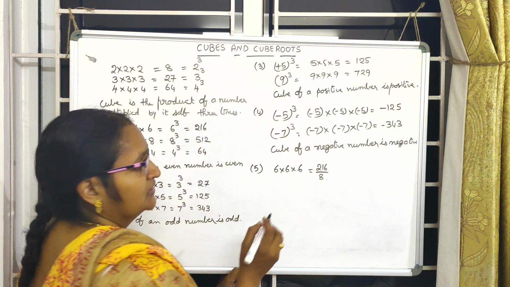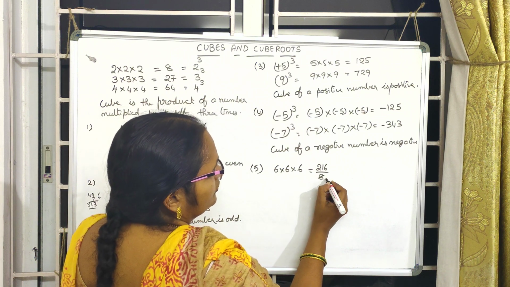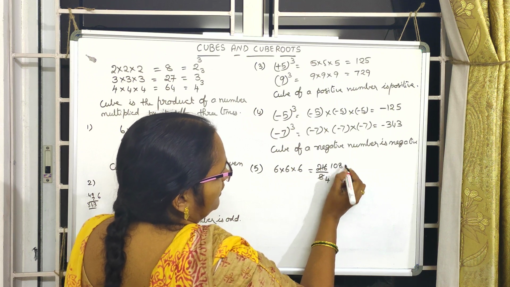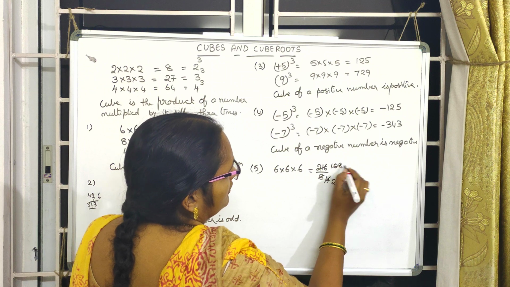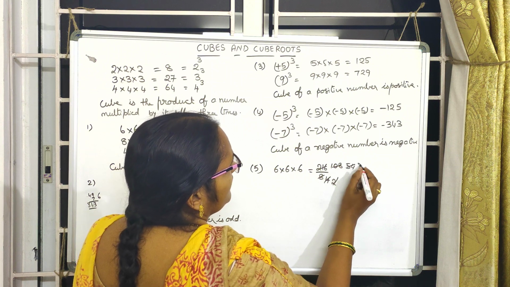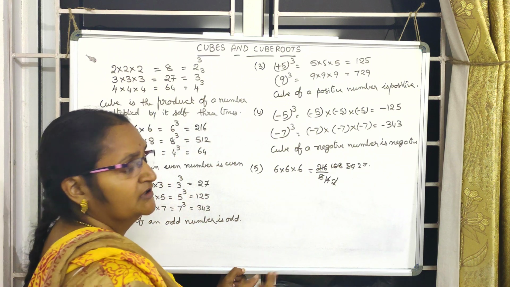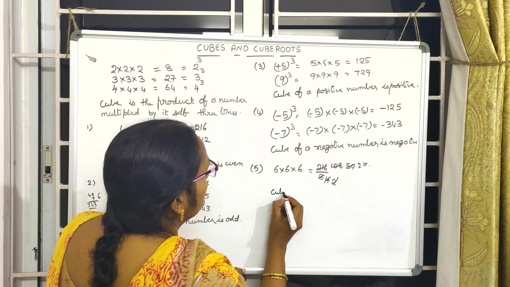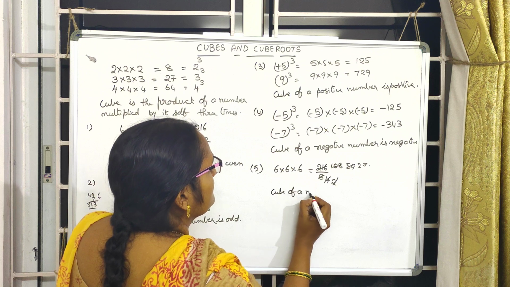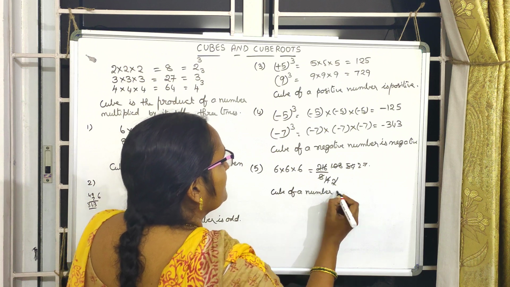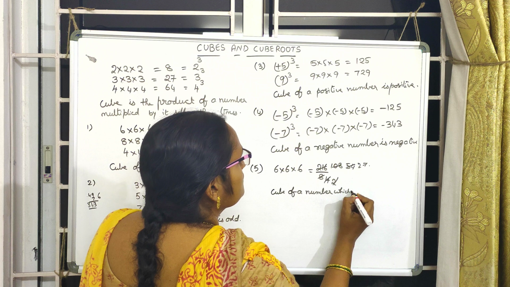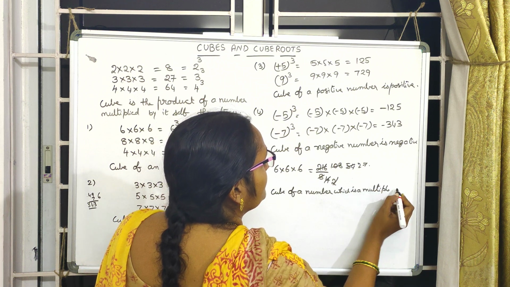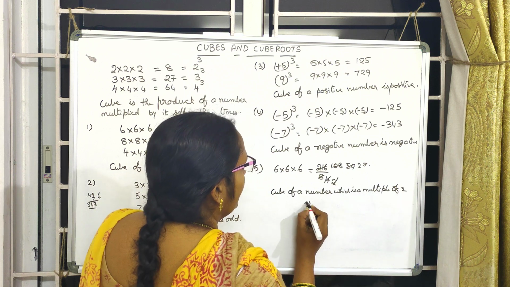Is it divisible by 8 or not? Once you take it out, do the cancellation: 2 4s are 8, 2 10s are 20, 2 8s are 16, 2 2s are 4, 2 5s, 2 4s, 2 27s. Is it exactly divisible or not? Yes. So here what do we write? Cube of a number which is a multiple of 2 is divisible by 8.